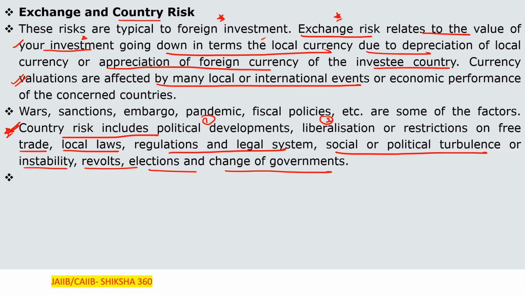All these things come under country risk. Country risk includes political developments, liberalization or restrictions on free trade, local laws, regulations and legal system, social or political turbulence or instability, revolts, elections and change of governments. Kindly remember that exchange risk is related to what?